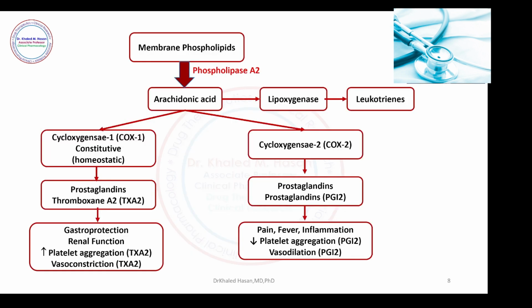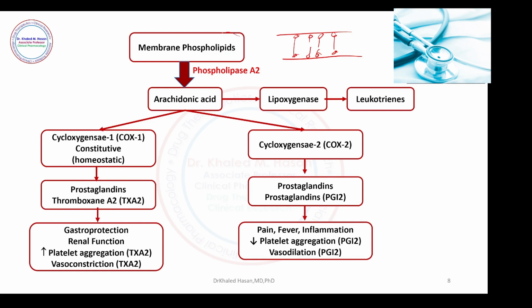In order to understand how NSAIDs or other drugs may affect the gastrointestinal system and cause ulcers, we need to look at the physiology and what happens in the GI system. Then we move to the medications and apply them to this system. First, if you look at the cell membrane, we have a double layer of lipid, and in the cell membrane we have something called membrane phospholipid.